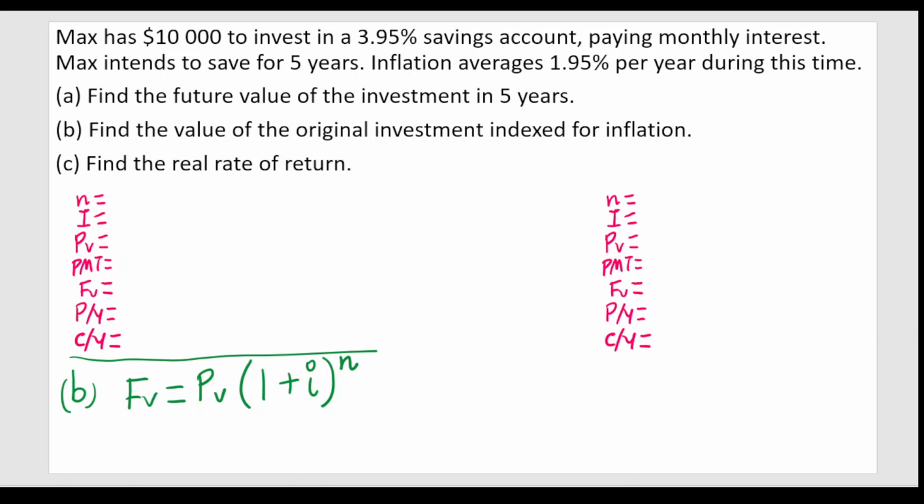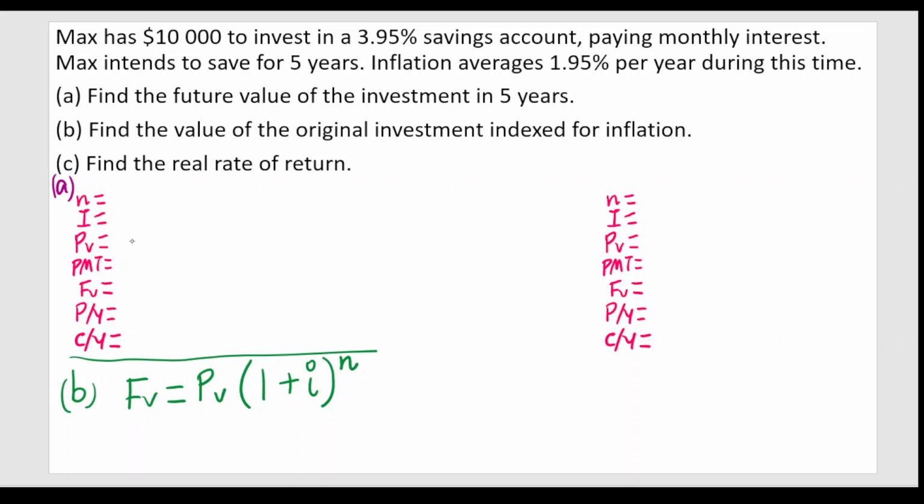So let's look at the first part. We've got part A here. Max has $10,000 to invest. He's got a savings account that gives him 3.95% per annum, and it's paying monthly interest. So that's compounding monthly. He's saving for 5 years. And then our last sentence is not relevant to our first part, but it's telling us that inflation is averaging 1.95% per year during that time. So let's ignore that last sentence for the first part A.